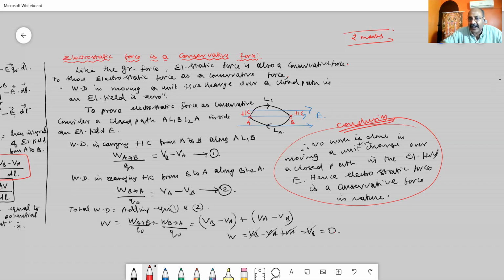So we conclude that no work is done in moving the unit positive charge over the closed path A, L1, B, L2, A inside the electrical field. The work done is 0. So we can say that the electrostatic force is conservative in nature.